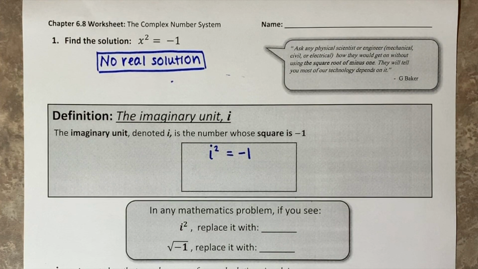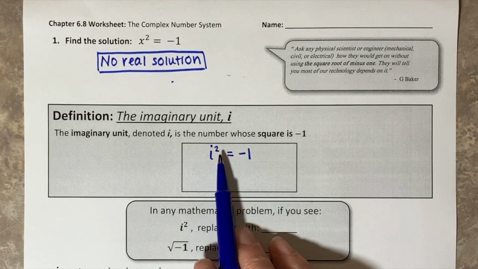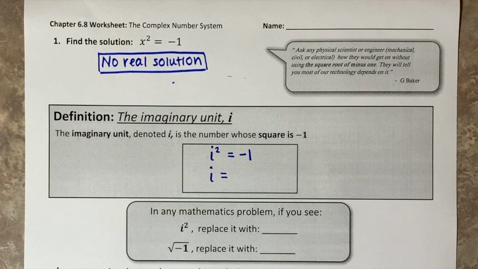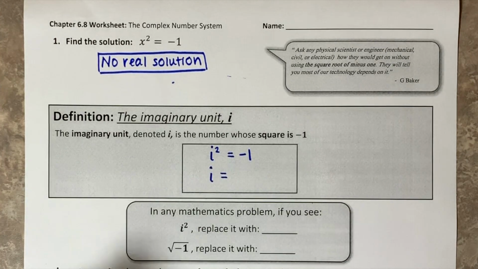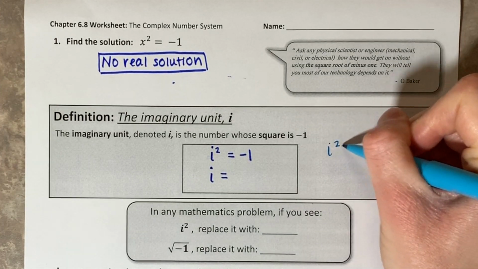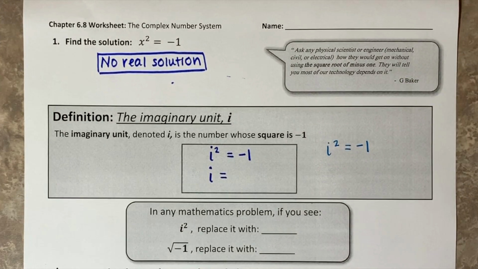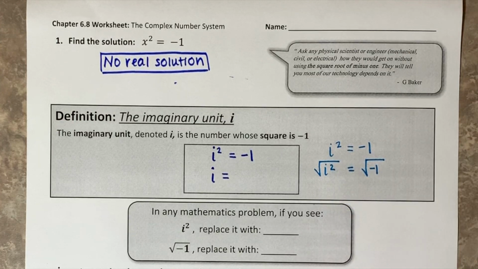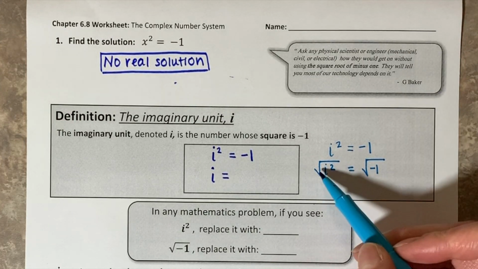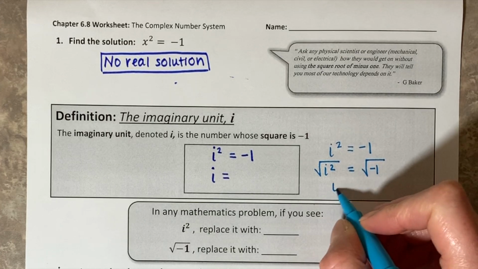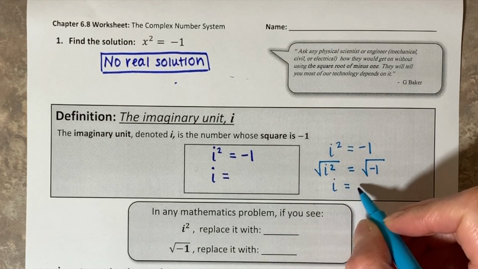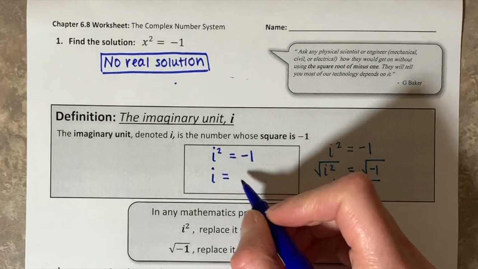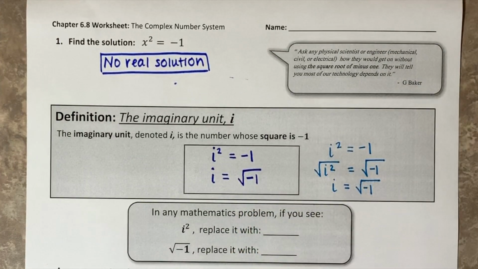A question that you might ask next is, if i squared is -1, what is i? Well, we can answer this question just by using the mathematics that we've learned so far. So let's start off with the fact that we know that i squared is equal to -1. Let's take the square root of both sides. The square root and the square are inverse operations. They cancel each other out. So the square root of i squared is just i. And so we're left with i is equal to the square root of -1. So we can enter that right here: i is equal to the square root of -1.